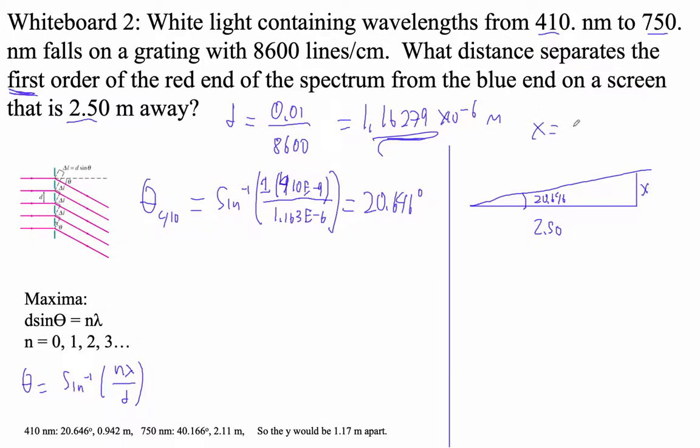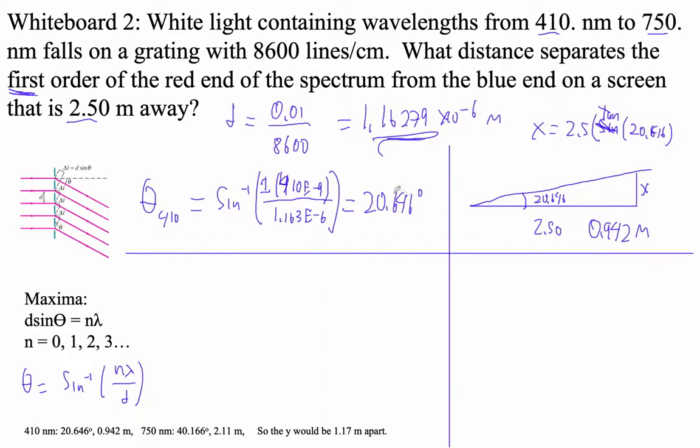X is going to be 2.5 sine of 20.646. Oops, not sine, tangent. There we go, tangent, because this is the adjacent side, the opposite side, right? So 2.5 tangent of the number I just got, and that's going to be 0.942 from the center, right? So for the 410 nanometer light, the diffraction angle is 20.646, and on a screen 2.5 meters away, it's 0.942 meters.